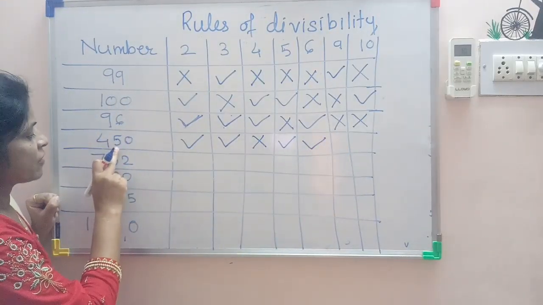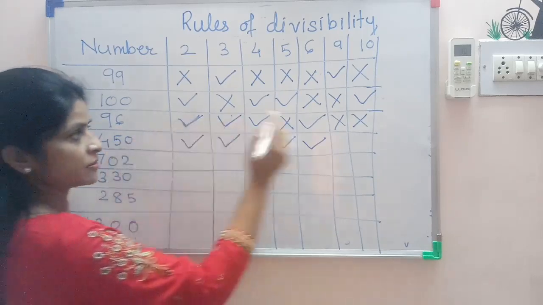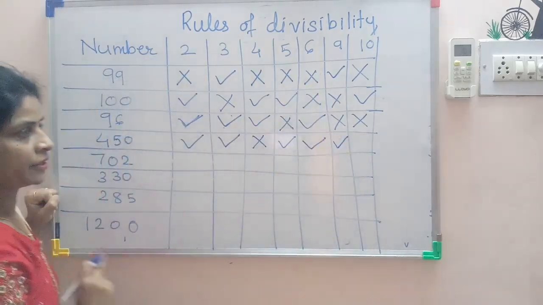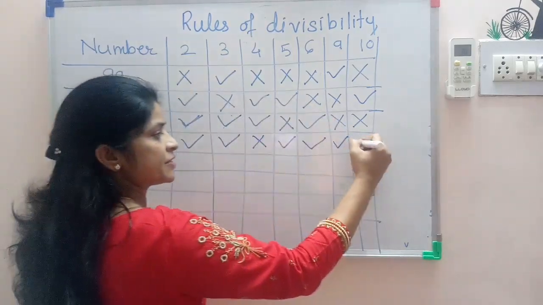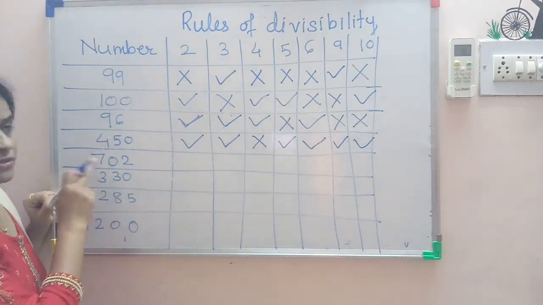4 plus 5, 9 plus 0, 9. So, it is divisible by 9. 450 is divisible by 10 because the number ends in 0.